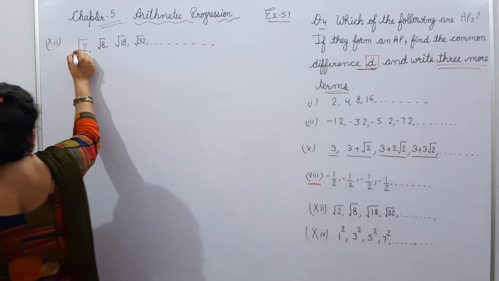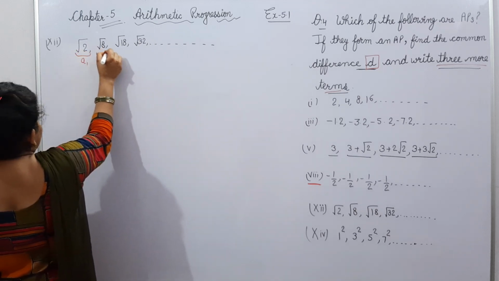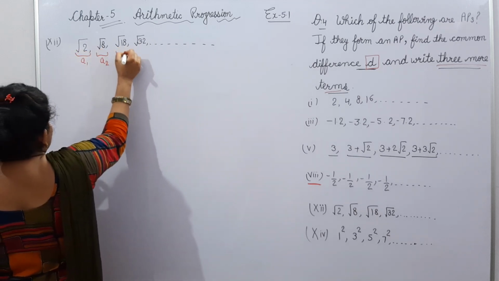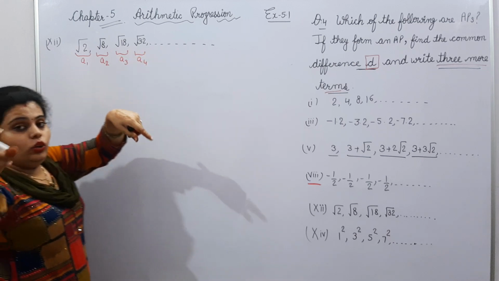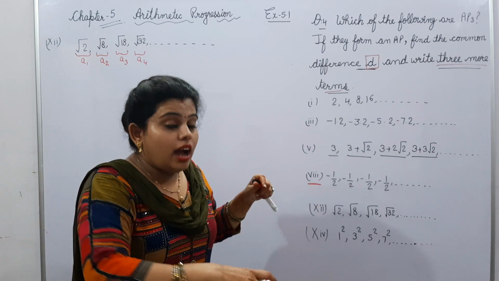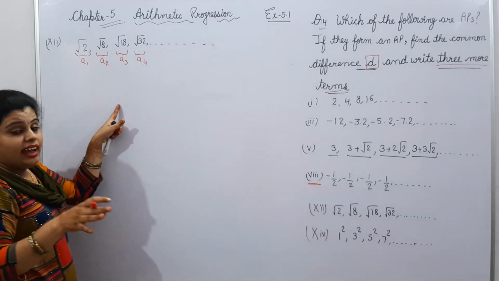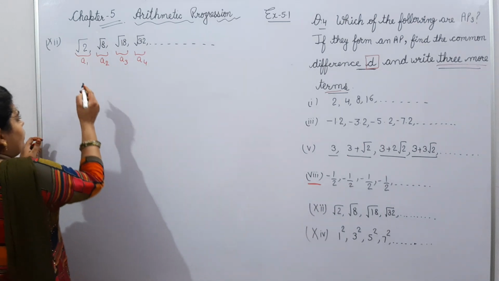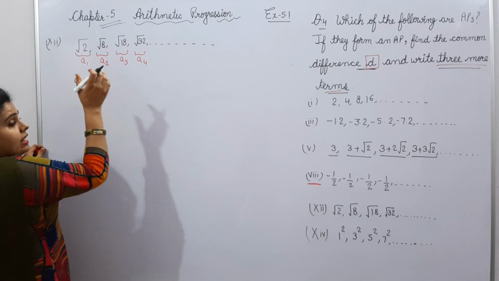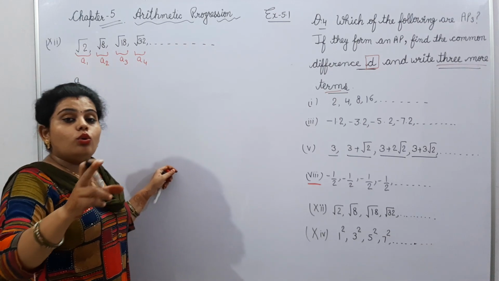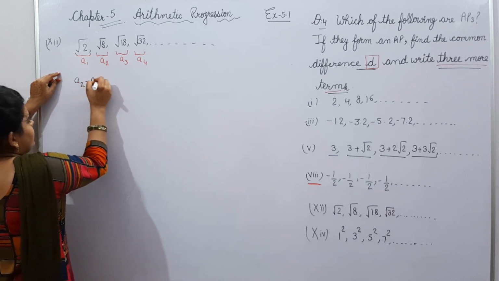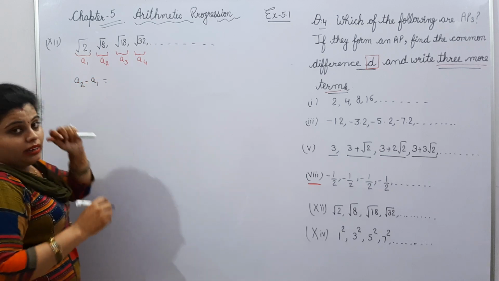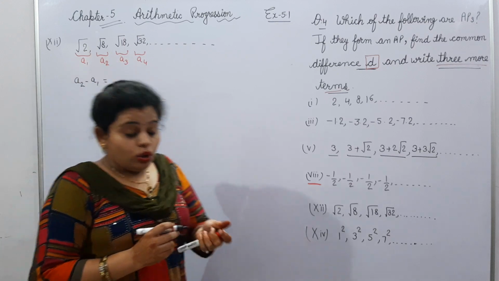What is it? A1. What is it? A2. What is it? A3. A4. These A1, A2, A3, A4 are its terms. What are these beta? Terms. Now, what we will do? We will find difference between two consecutive terms. Means A2 minus A1. But these are in root.